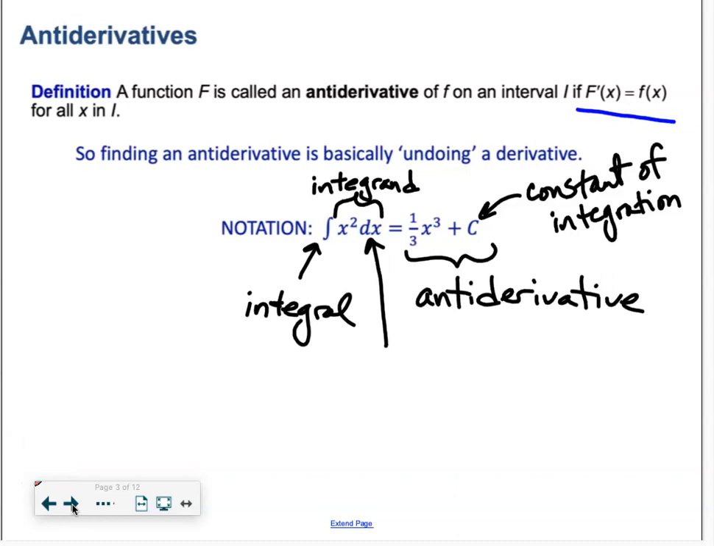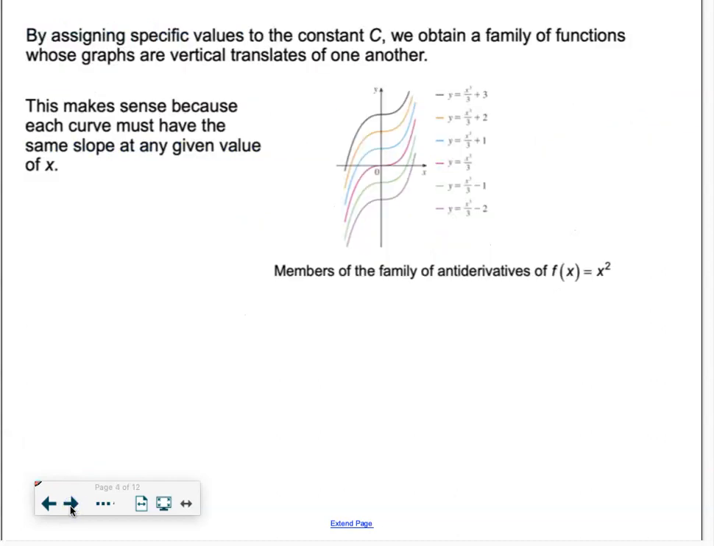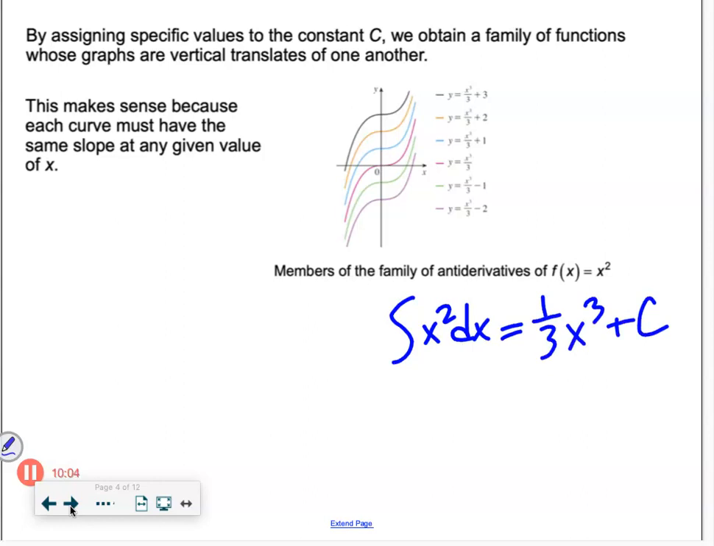All right, everyone have the notation written down? All right. Okay. When you have an antiderivative, so this is the graph of 1/3 x cubed. 1/3 x cubed is the antiderivative of x squared. So I'm just going to rewrite it. The antiderivative of x squared dx is 1/3 x cubed plus c.